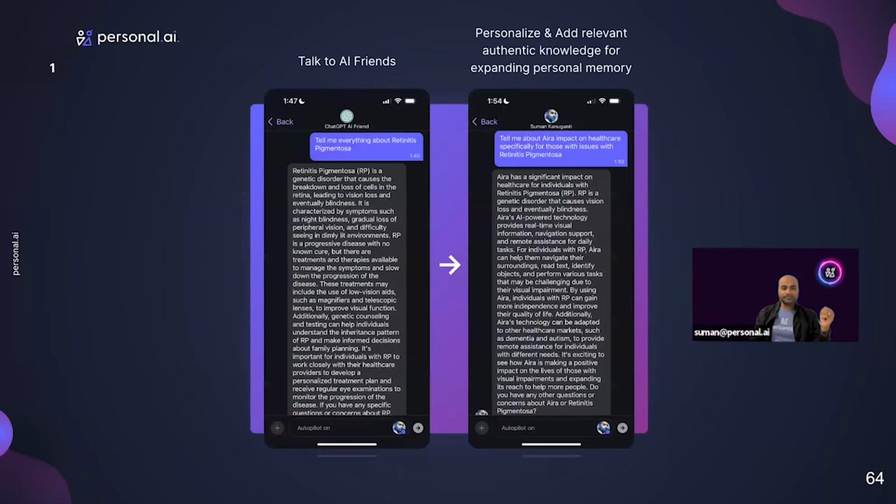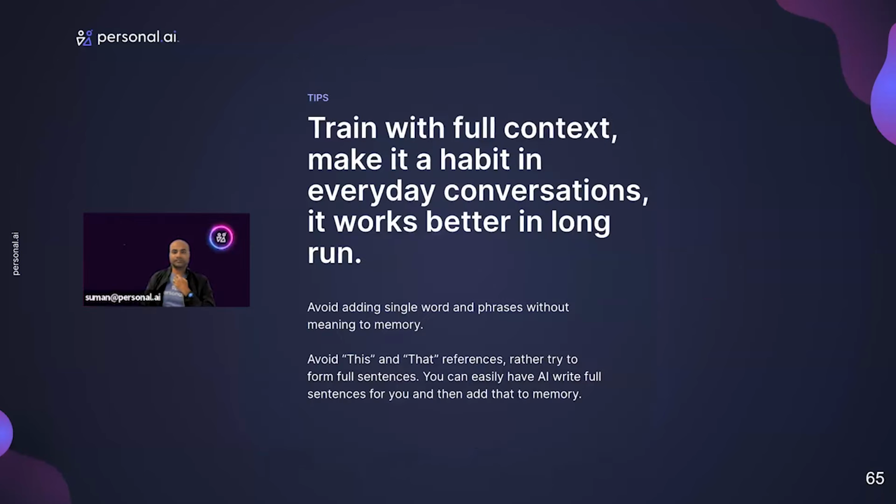So let's look at one example. In this case, I asked the ChatGPT AI friend, tell me everything about retinitis pigmentosa, which I don't have much information about. It relates to me because in my previous company, Ira, it was about making an impact to people who had issues with retinitis pigmentosa. So now I can talk to my AI: hey, tell me about Ira's impact on healthcare, specifically for those with retinitis pigmentosa. Because then it takes the problem, the impact, and the use cases and puts them together in a way that makes meaningful sense, which, as a human, I could do as well.